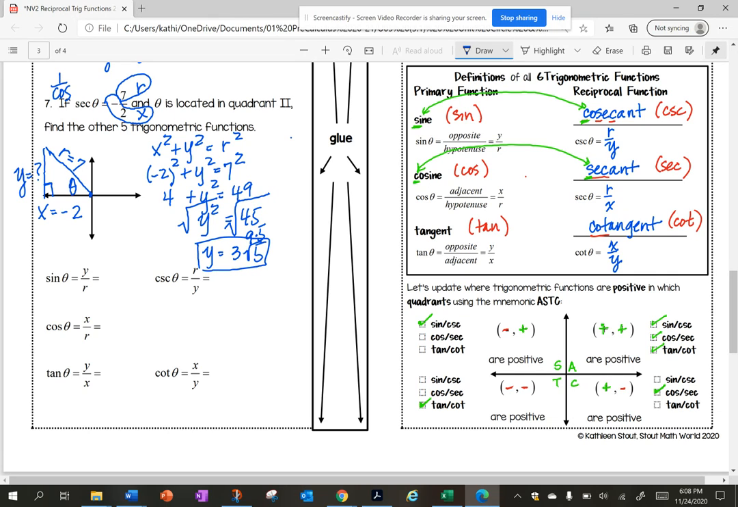Okay, so substituting in now, I know x, y, and r. So the sine of theta is y, which is 3 times the square root of 5, divided by my radius of 7. My cosine is x divided by r, and x is -2 divided by 7. My tangent is y divided by x. Y is 3 times the square root of 5 divided by -2.